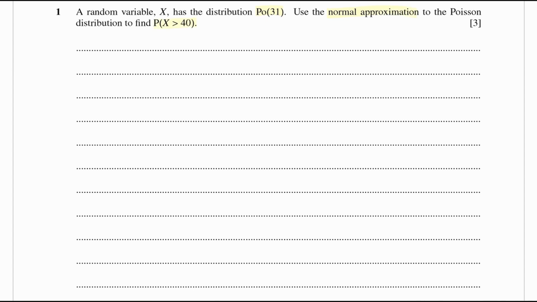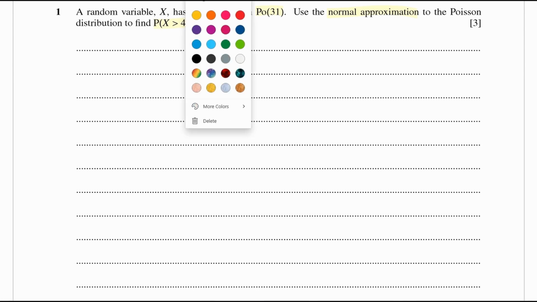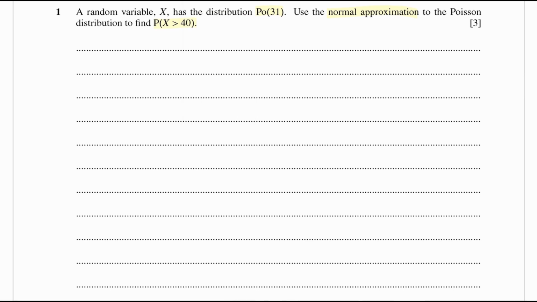Okay, so when you're doing a normal approximation, we can first of all say it's going to be approximately normal. I always just put approx there; I don't think you have to. It's going to be 31, 31, because remember, with the Poisson distribution, the variance and the mean are the same. So this will be our approximate.